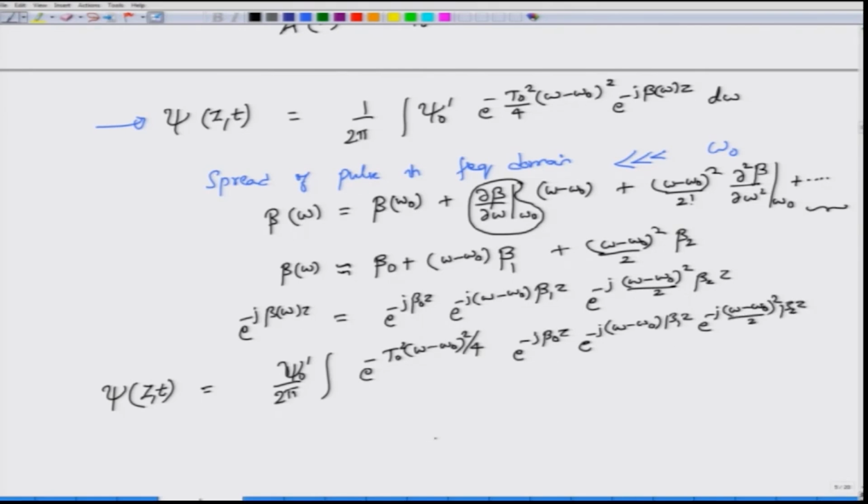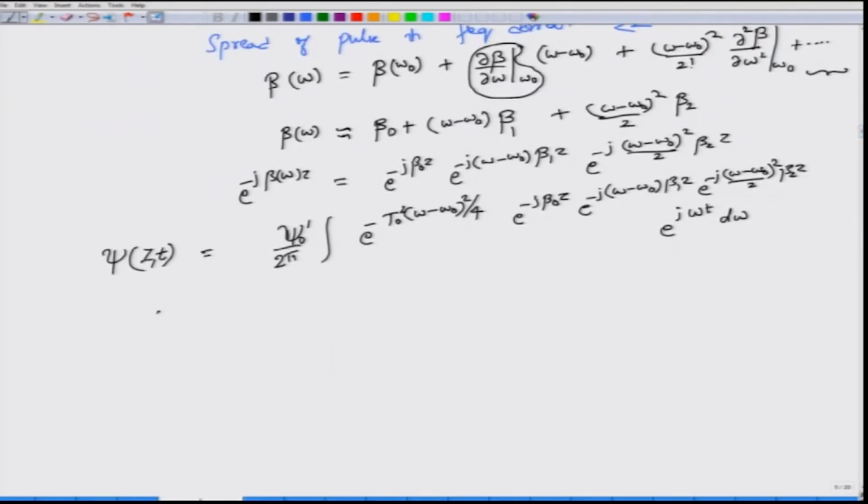Now, I remember I have forgotten to include e power j omega t here in the inverse Fourier transform, correct. I have e power j omega t into d omega, this factor I forgot to include. Now, let us include that. So, I have e power j omega t d omega.